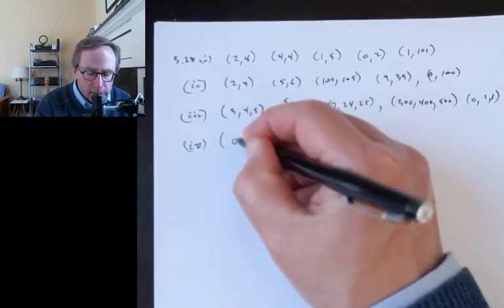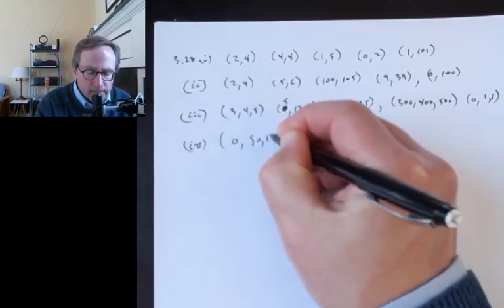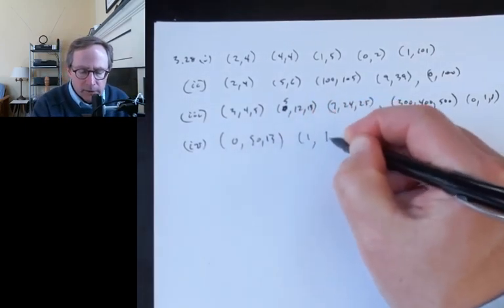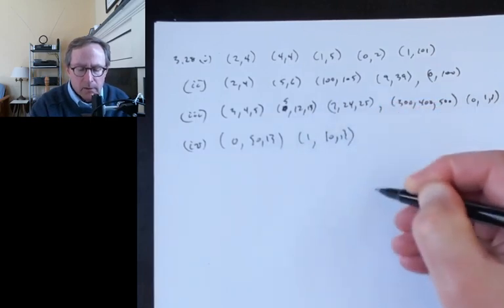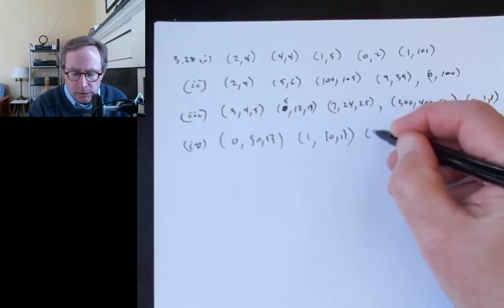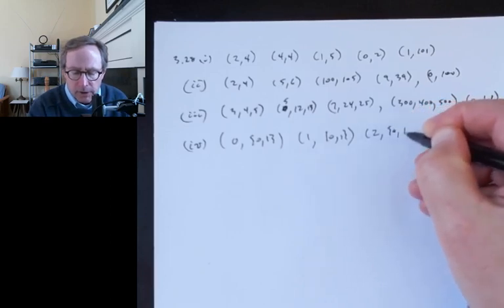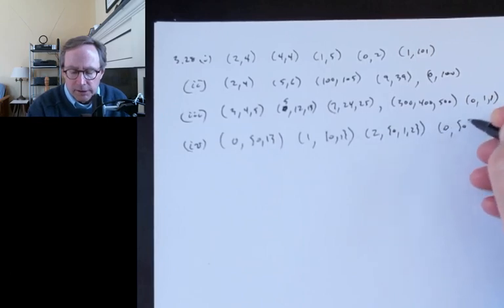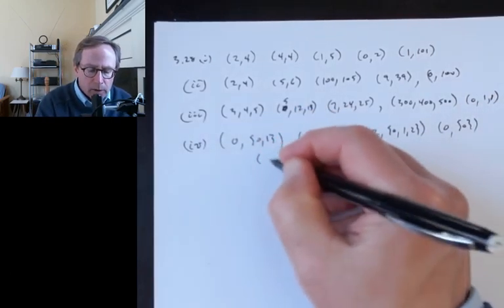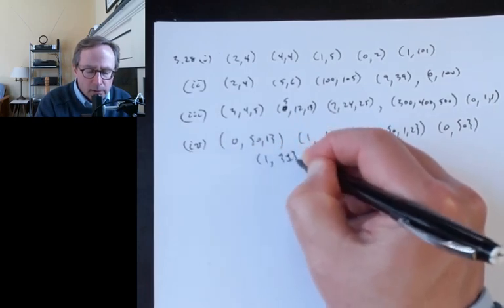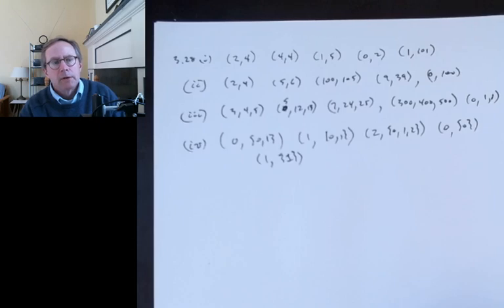So how about 0 is an element of 0, 1. 1 is an element of 0, 1. 2 is an element of 0, 1, 2. 0 is an element of singleton 0. And one more, 1 is an element of singleton 1. Okay, so the element construct is a relation.